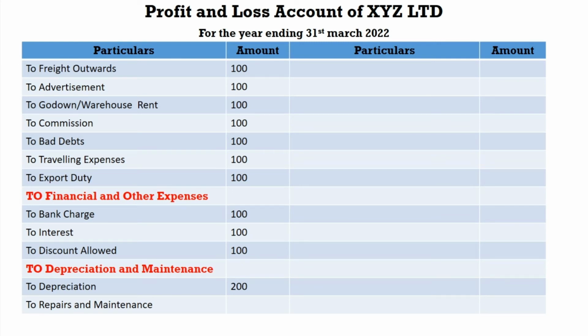The advertisement, so without advertisement we are not selling the product nowadays. Yeah, you have to advertise. Advertisement is very important now. Then godown and warehouse rent, the same thing. If the factory or office is in our own building, we are not going to make a payment to anyone. But for the godown or warehouse, we took it on rent, so we have to pay the rent, correct?